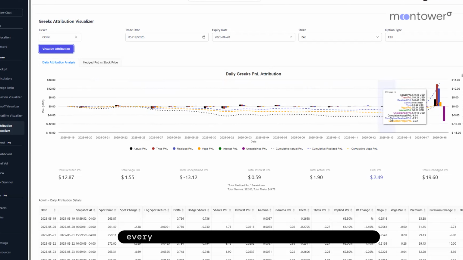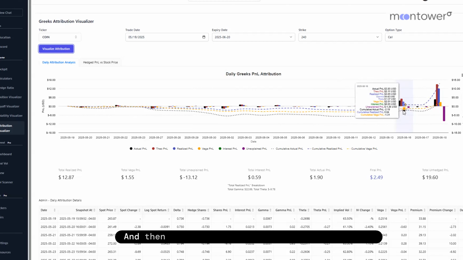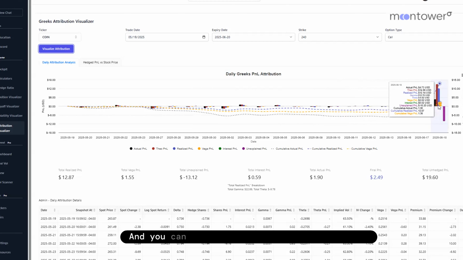You've been hedging them every day, and the sum of all your share P&L and option P&Ls over almost a month is that you've lost $6 on these things. And then we start to get the volatility recently. And then you get the giant 16% rally yesterday. And you can see your actual P&L is you are now up almost $5.